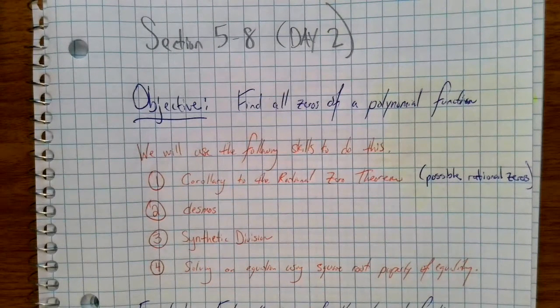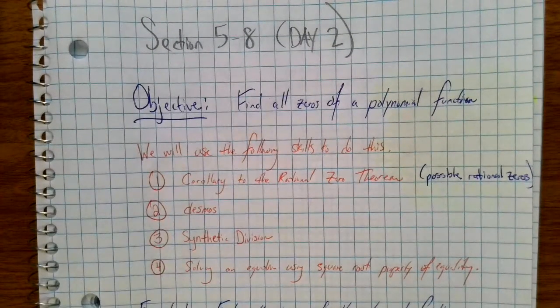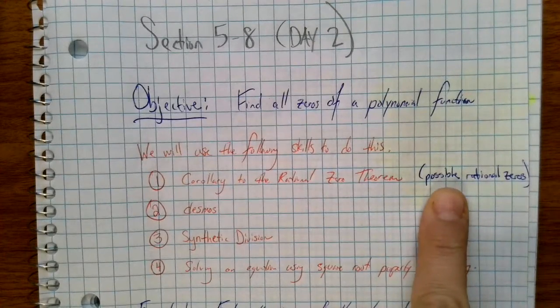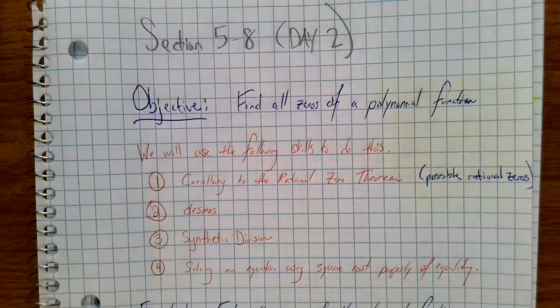We are continuing our quest to find all of the zeros of a polynomial function. Yesterday, if you will recall, we used what's called the corollary to the rational zero theorem, which allows us to list the possible rational zeros of a function. After listing the possible rational zeros, we then used Desmos to graph the function to identify what the actual rational zeros were to that function.